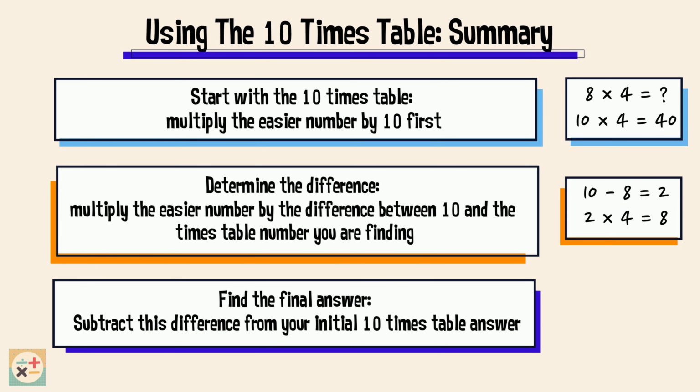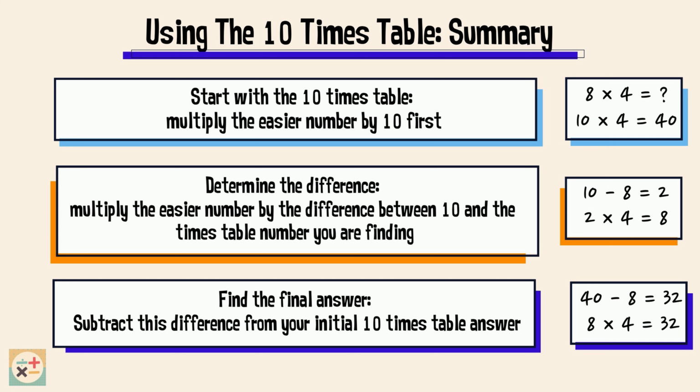Finally, we subtract the difference from our initial 10 times table answer. In the example, we subtract 8 from 40. This gives us our final answer of 8 times 4 equals 32.